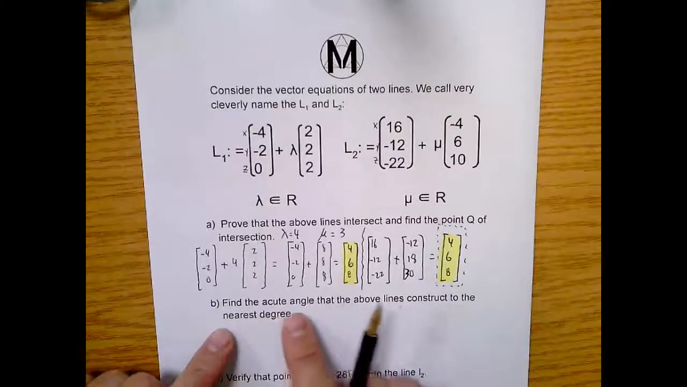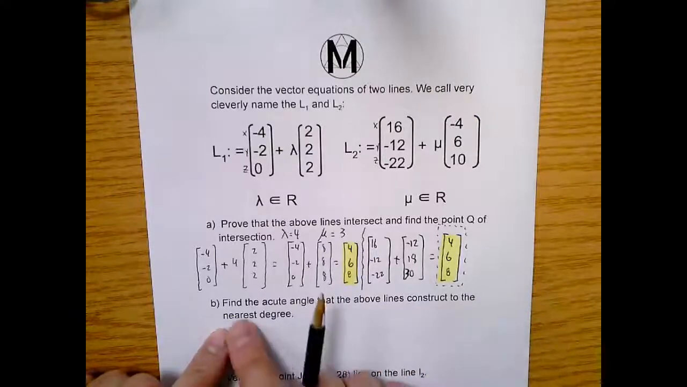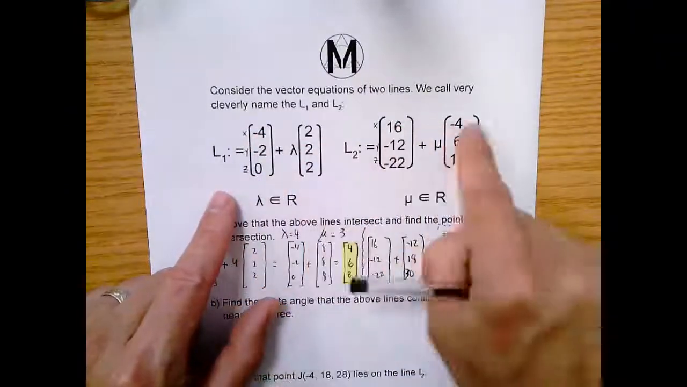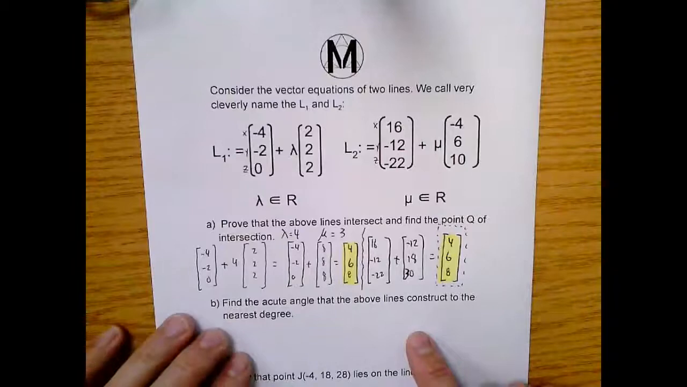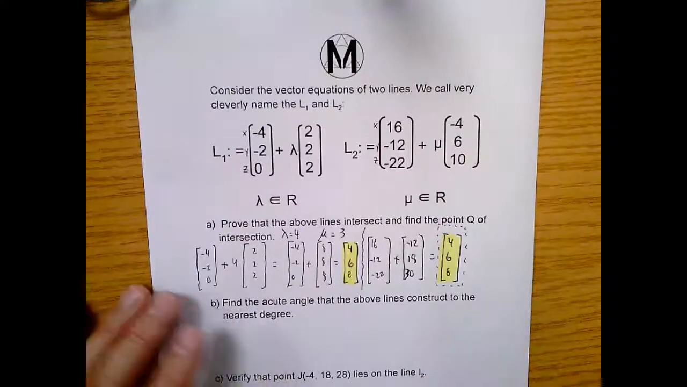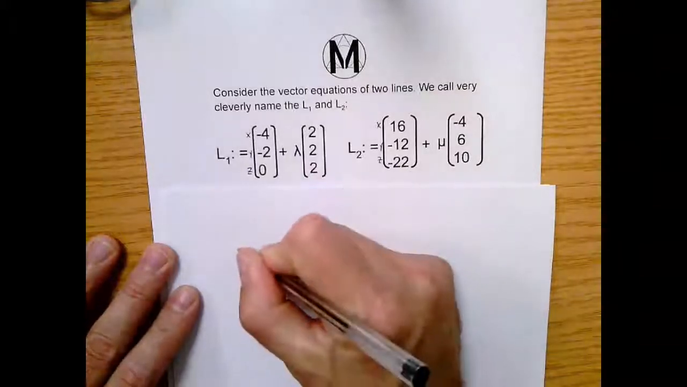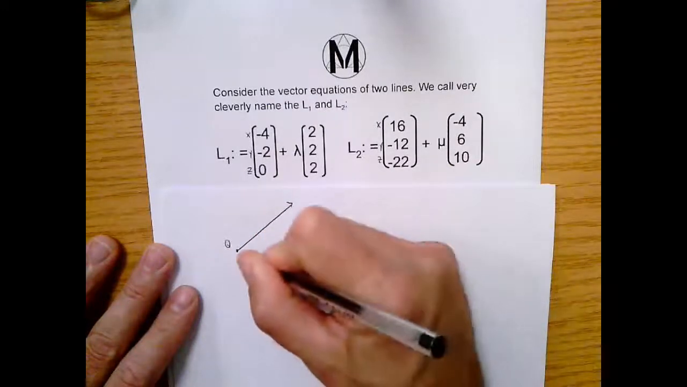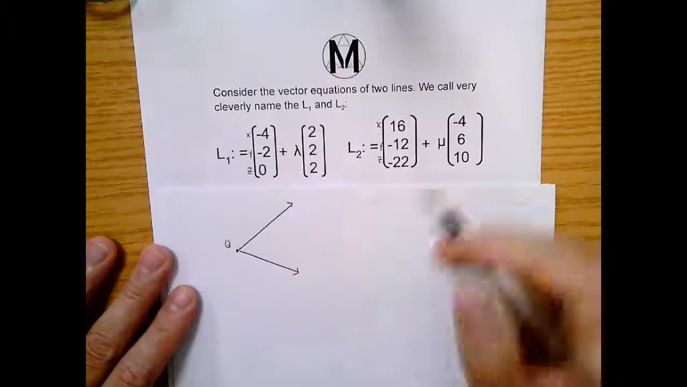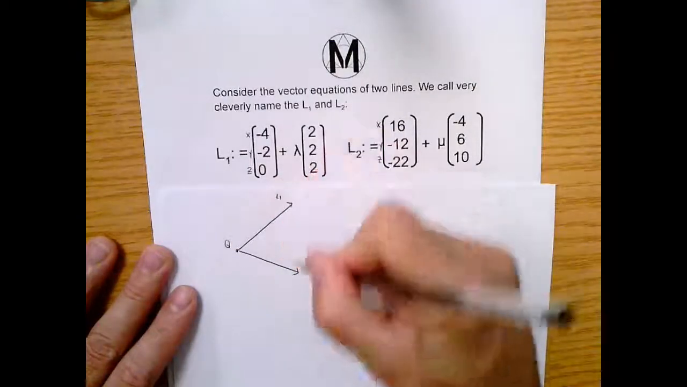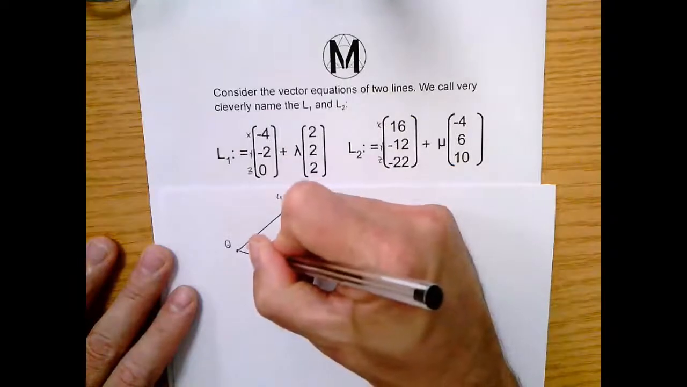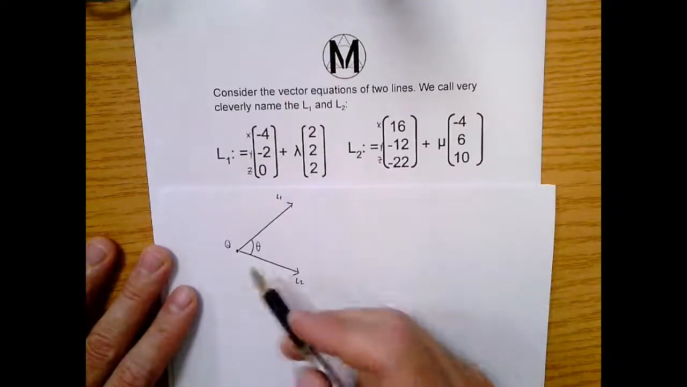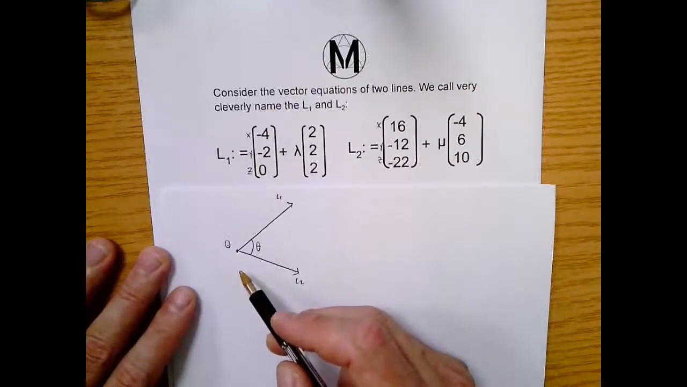So now what it says here is find the acute angle that the above lines construct to the nearest degree. The question gave us these two lines, and we've already established the x, y, and z axes. Now let's draw a sketch again. These two vectors are coming together and intersecting; we established that point Q. When they intersect, this is line 1, we'll call this line 2, and they form an angle. We can call that angle theta. So the question is asking us to find the acute value of that angle theta.